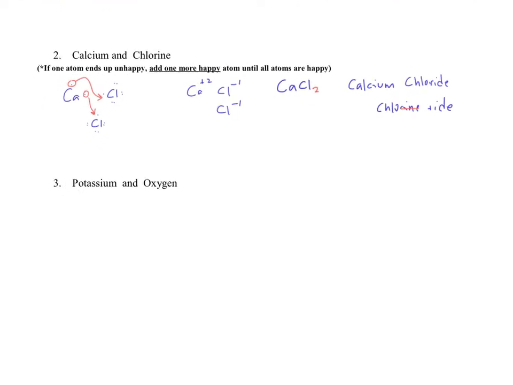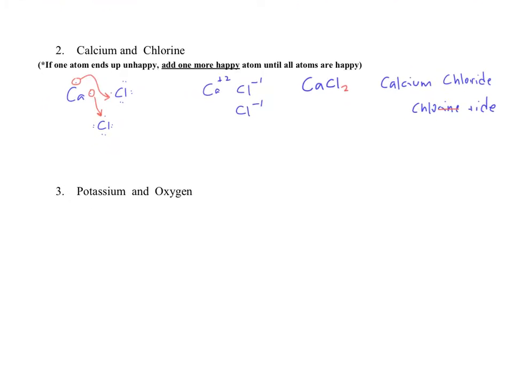All right, my last one down here is potassium and oxygen. So potassium, we'll start with potassium, is the symbol K. And it's in group 1, so it only has 1 valence electron. Oxygen, we set up above, is in group 16, and it has 6 valence electrons. So 1, 2, 3, 4, 5, 6.